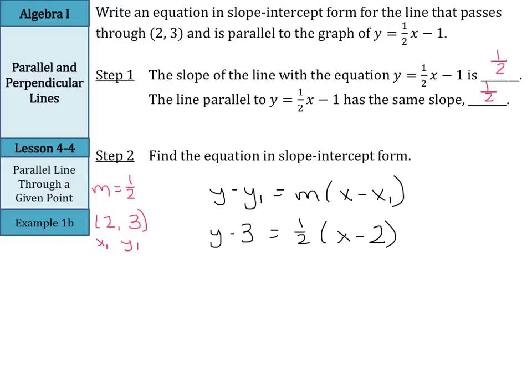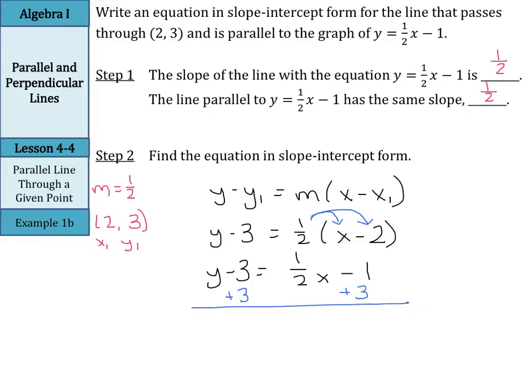Now, I'm in point-slope form already. Let's go ahead and distribute. On the left side, we're still with y - 3 = 1/2 x - 1, as 1/2 times the -2 is -1. Finish this off by adding 3 to both sides, and y = 1/2 x + 2. And that's our equation in slope-intercept form.